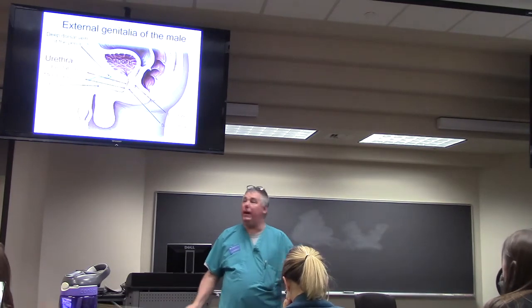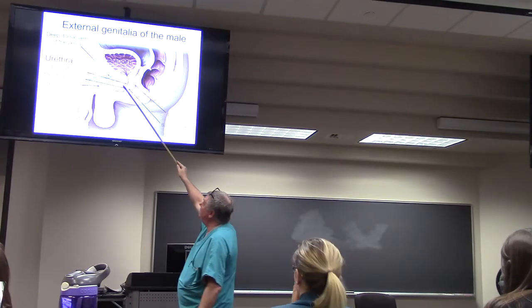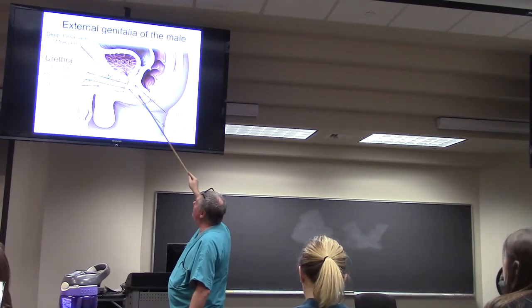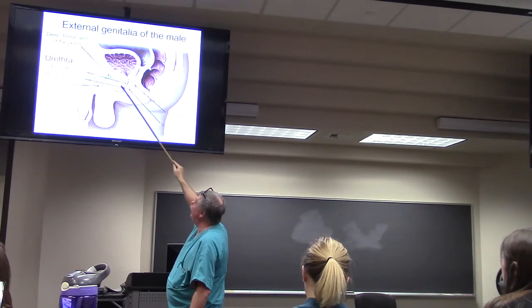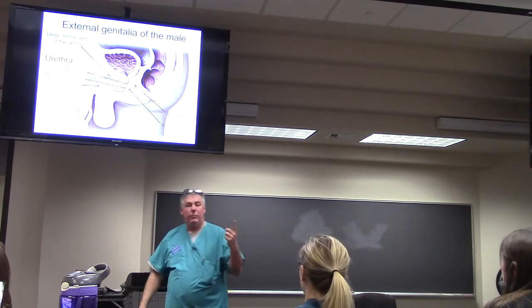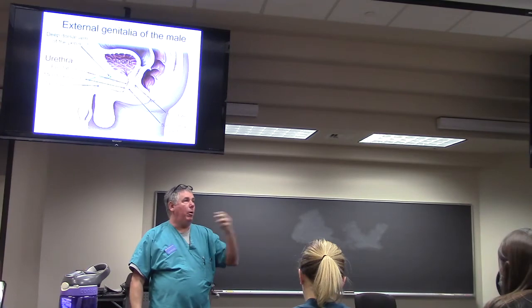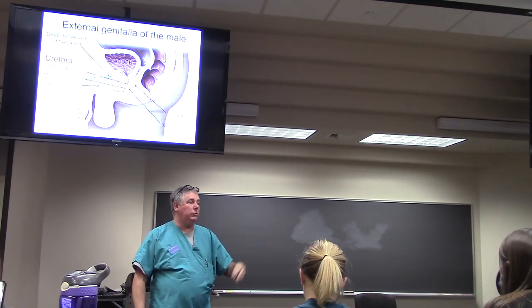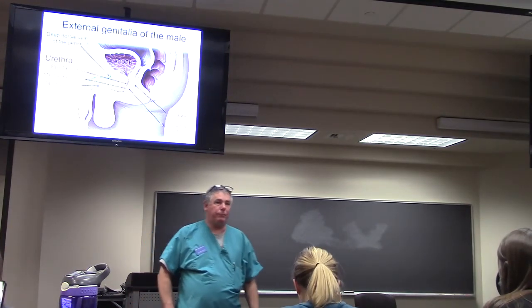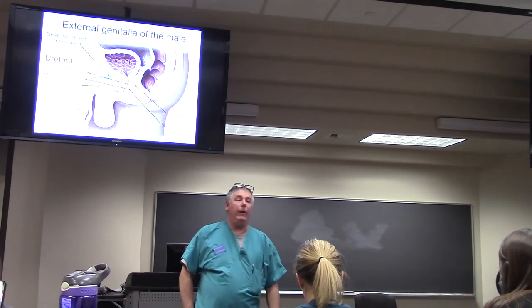So there are three things in the deep space. This is the deep space right here, right? Here's the superficial space. That's the deep space. There's the deep transverse perineus muscle, sphincter urethrae, and the bulbourethral gland in males. Females don't have one. They don't have a bulbourethral gland.